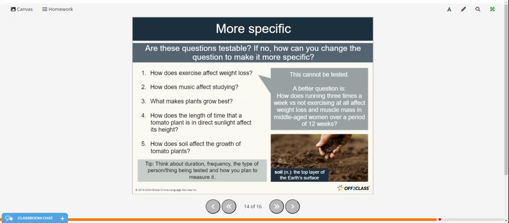So, how does music affect studying? So, again, try to make that more specific. What makes plants grow best? How does the length of time that a tomato plant is in direct sunlight affect its health, its height? And how does soil affect the growth of tomato plants? And so you want to think about duration, frequency, the type of person or thing being tested, and how you plan to measure it.